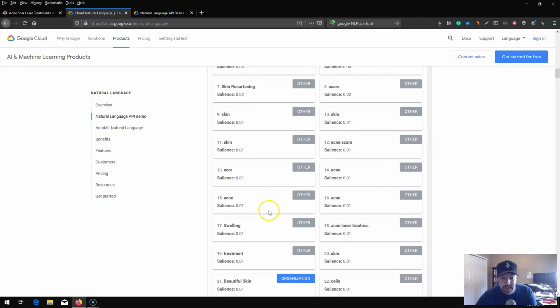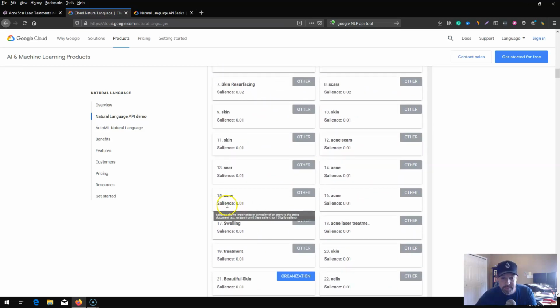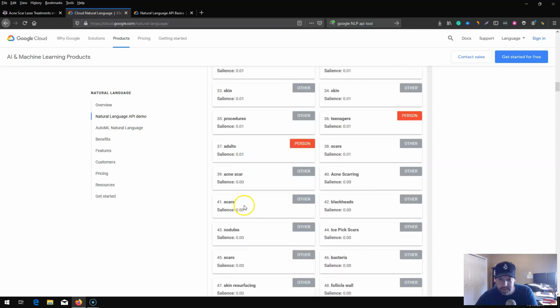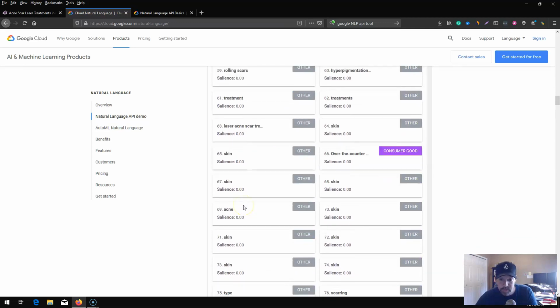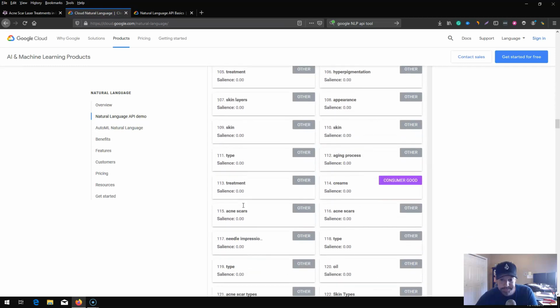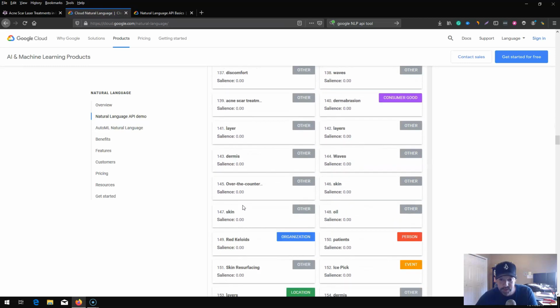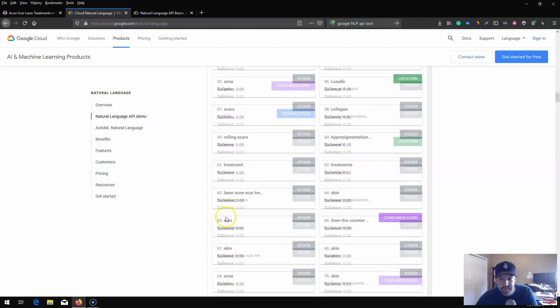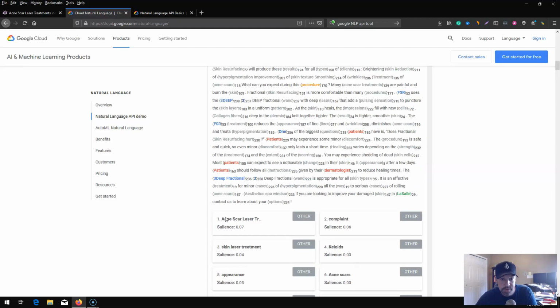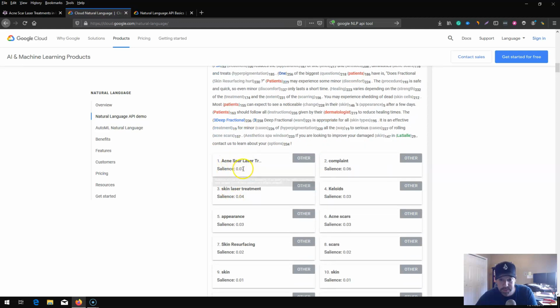So having said that, underneath each one of these, they have a salience score, and it is from 0 to 1. It goes up in increments of 2 decimal places. So as you can see here, the salience score is almost a 0. Let's see if we can find a higher one. Higher salience. Maybe at the top of the list. Maybe they organize them by salience score. It looks like they do. Yes, so this one is the highest.